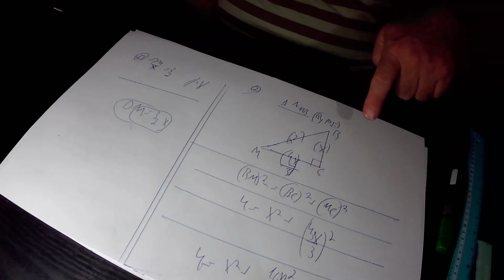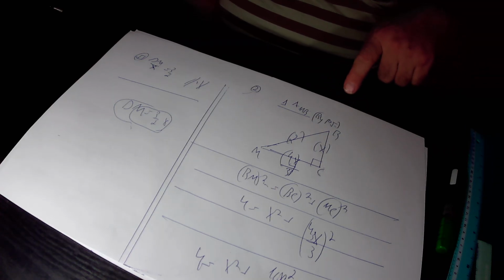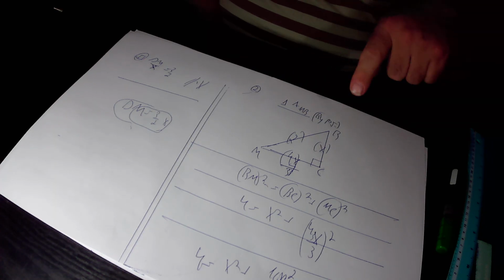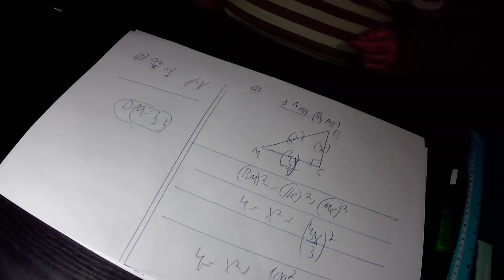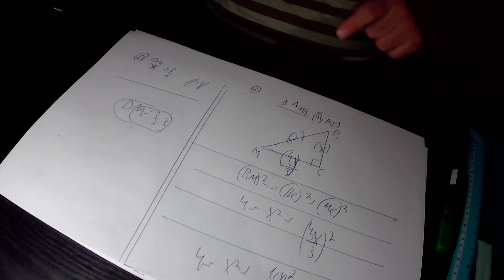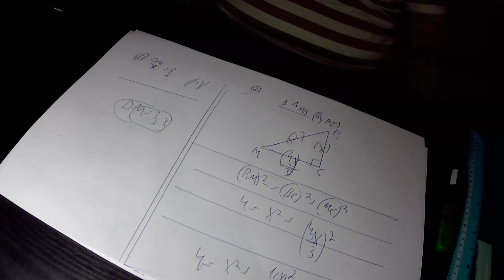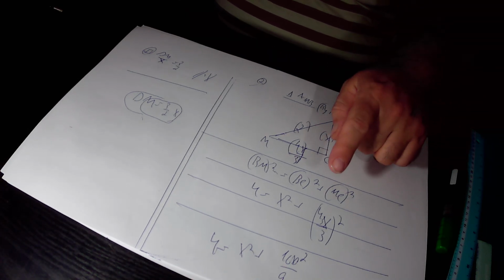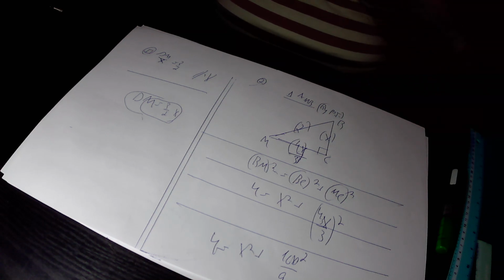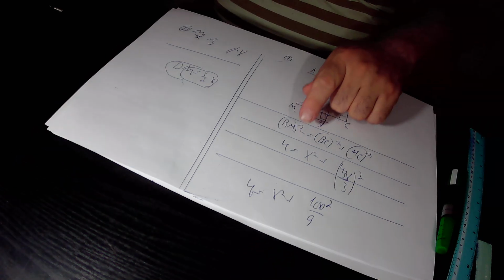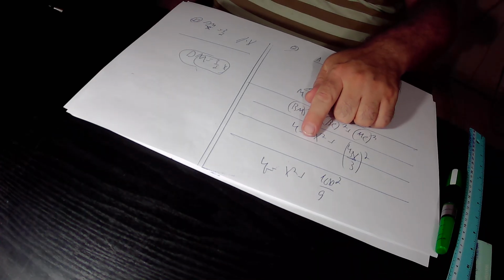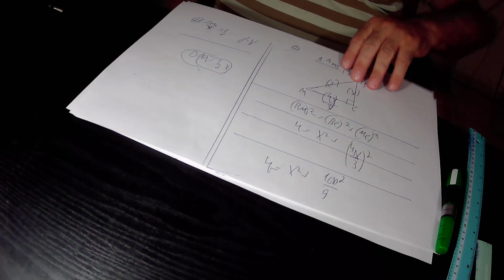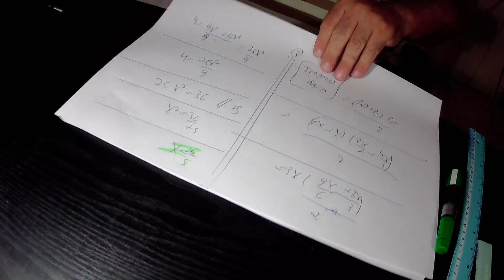BC is x, therefore BC squared is x squared. And we also add MC squared. MC is 4x over 3, therefore MC squared is 4x over 3 squared. So in total, we find that 4 equals x squared plus 4x over 3 squared, and 4x over 3 squared is 16x squared over 9. In the next step, we multiply x squared by 9 and divide by 9 in order to factor this expression.